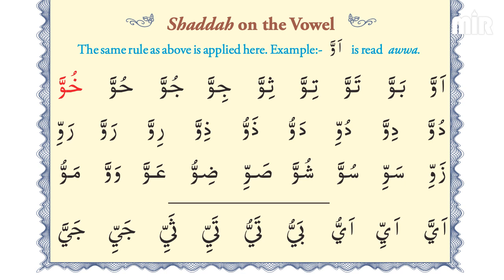And if you go to Ya, how do we read? Ayya, ayyi, ayyu, bayyu, tayyu, tayyi, thayyi, jayyi, jayya. So you see, what is important is to keep in mind that we have to stay for a short time on a letter which is with Shadda.